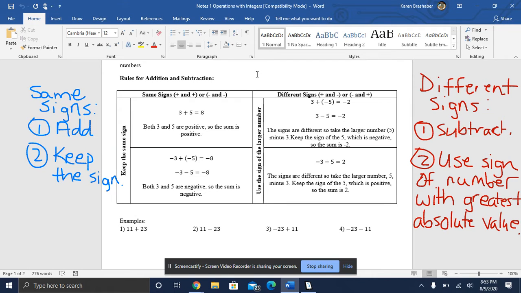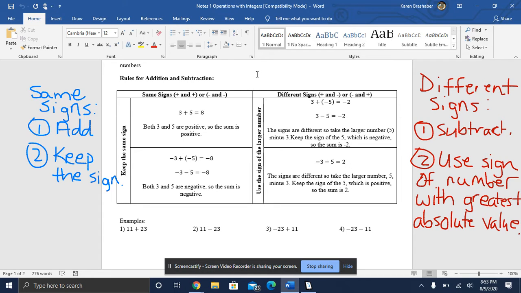Right, we are going to work on some rules for addition and subtraction. We're going to stick with integers, so those numbers that you count with that go in the positive direction as well as in the negative direction. So we're going to look at two basic rules for addition and subtraction.